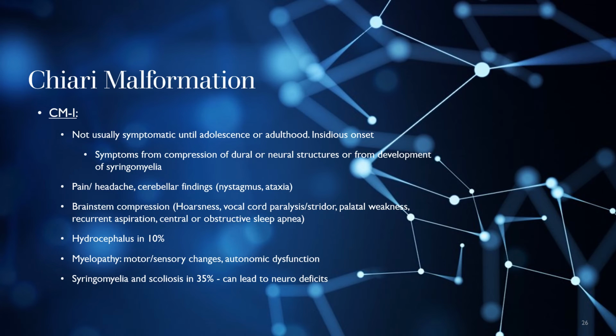In terms of symptoms, type 1, they are typically asymptomatic until adolescence or even into adulthood, and it's typically a slow, insidious onset. Symptoms start forming once there's compression of dural or neural structures, or from development of syringomyelia, which is a fluid-filled cyst within the spinal cord.